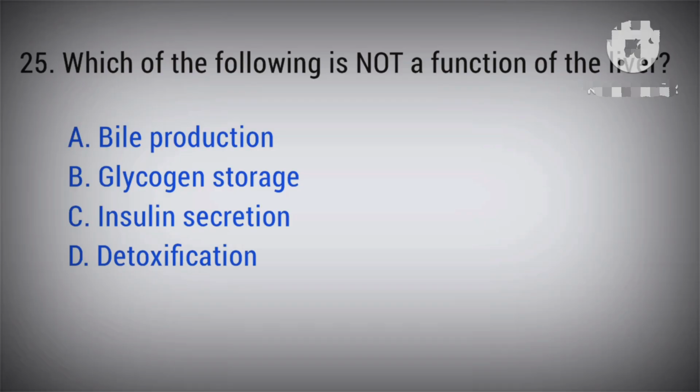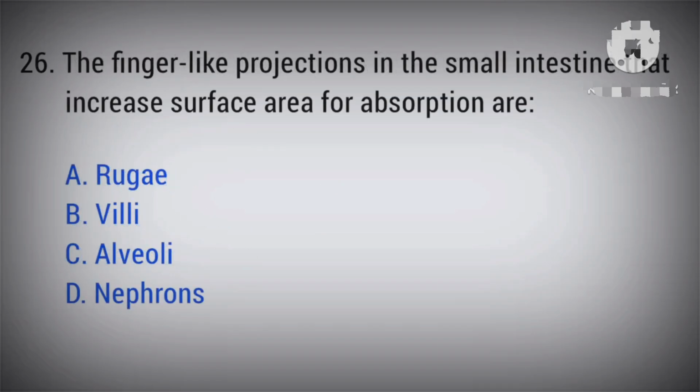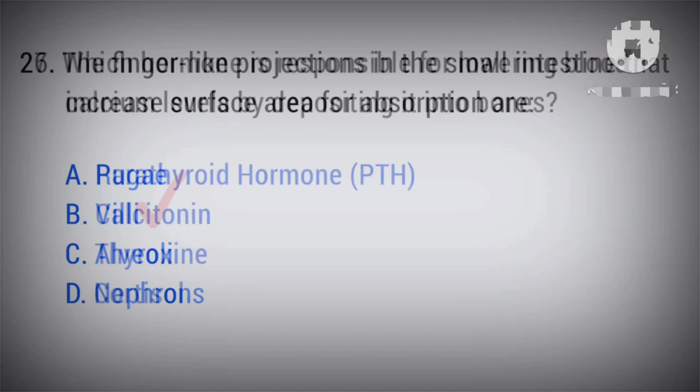Question 25. Which of the following is not a function of the liver? The right answer is option C, insulin secretion. Question 26. The finger-like projections in the small intestine that increase surface area for absorption are. The right answer is option B, villi.